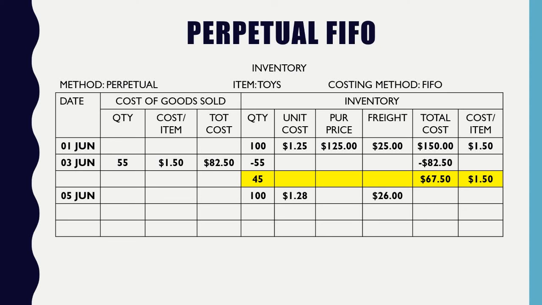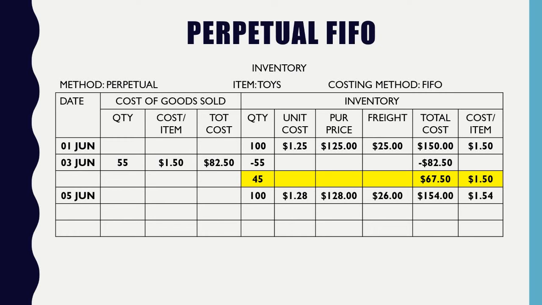So again, I removed the yellow line right there. So now I know that my first batch is still yellow. Okay. So now I'm adding another 100 items in there. But again, I'm not going to add them together because I need to keep them separate. All right. So here I got 100 items at $1.28, which gives me a total purchase price of $128 plus 26 gives you a total of $154. Your cost per item is going to be $1.54.